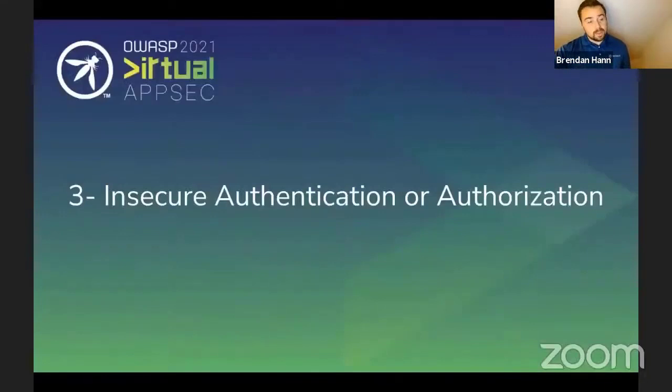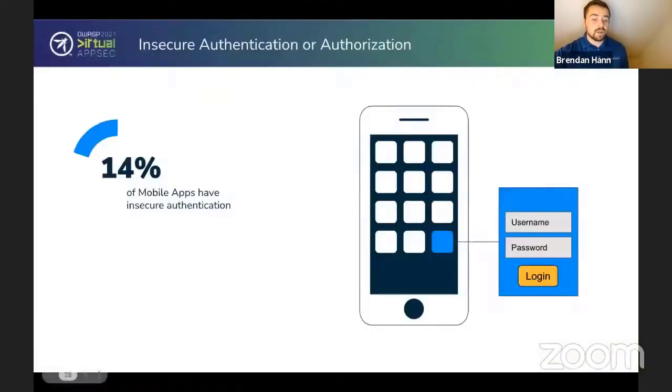The third area of focus from the eight domains of the MASVS is insecure authentication or authorization. So this presentation has not had a lot of good news so far. We've had scary statistics from the start. We've talked about people meddling with medicine and all of that scary stuff. So here's some good news for you. Only 14% of mobile apps have insecure authentication. So if you're looking for an area to focus less on, this is it.